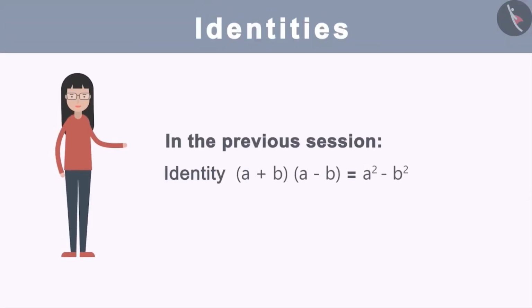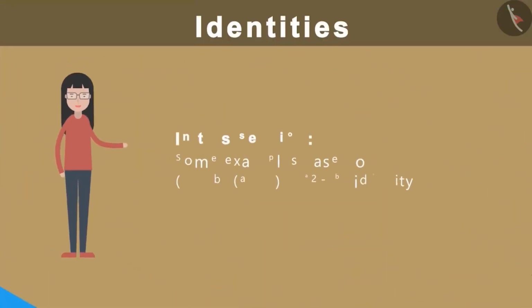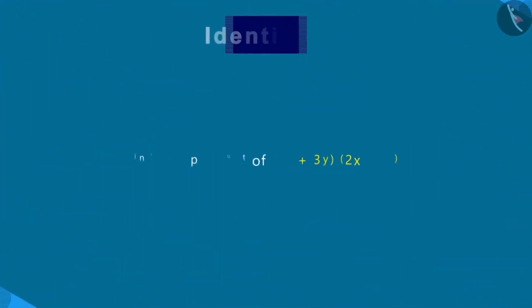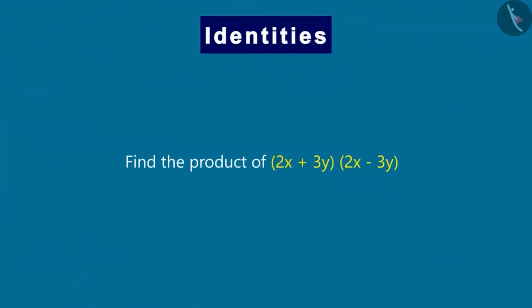In the previous session, we have seen this identity. Friends, in this session, we will see some examples based on this identity. Look at this question. Can you find the solution of this? When you observe these two expressions, you can see that this is in the form of a plus b, a minus b. Here, a is 2x and b is 3y.